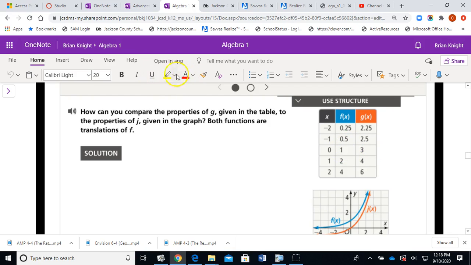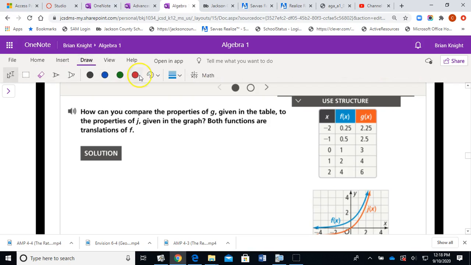Get where I can draw. That point right there. This one starts off at what? At 1. This one at 3. So what happened? It got translated where? Up 2. You can use any of them really. Translated up 2, translated up 2.